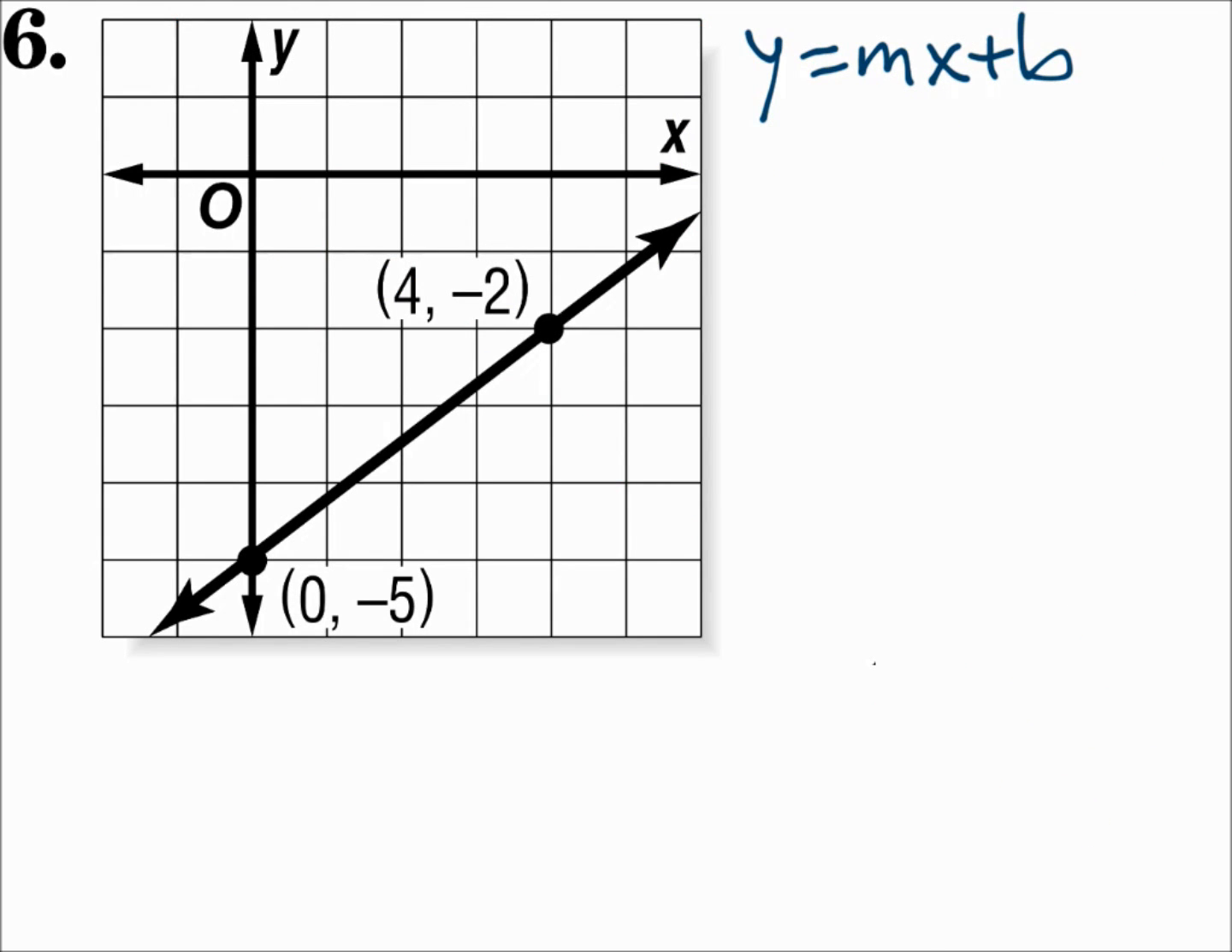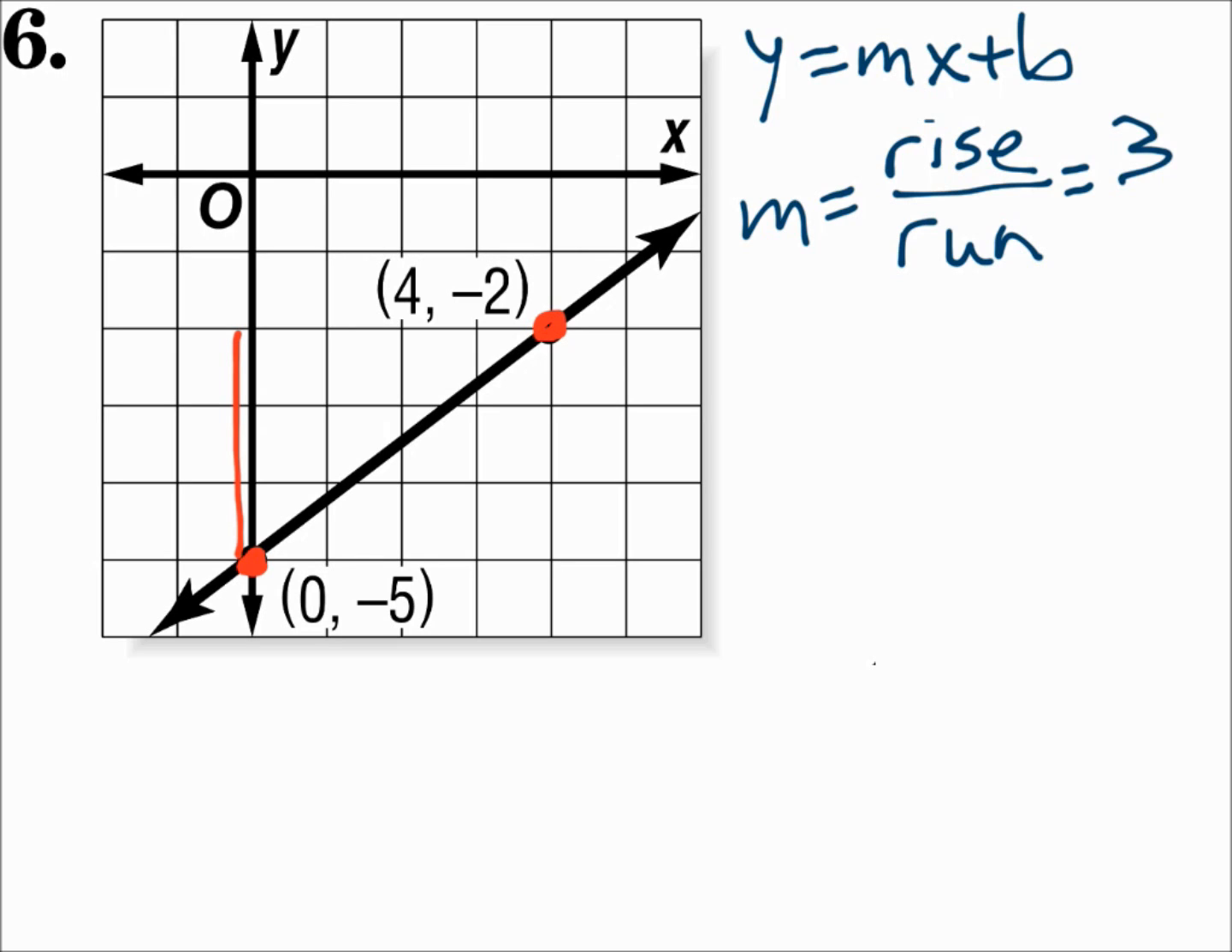Number 6. In this graph, find slope-intercept form. So we need the slope and the y-intercept. To find the slope, rise over run. Use the 2 points that they give you. From left to right, the rise goes up 3, so it's +3. The run goes 4 to the right, so that's a +4. So the slope is 3/4.